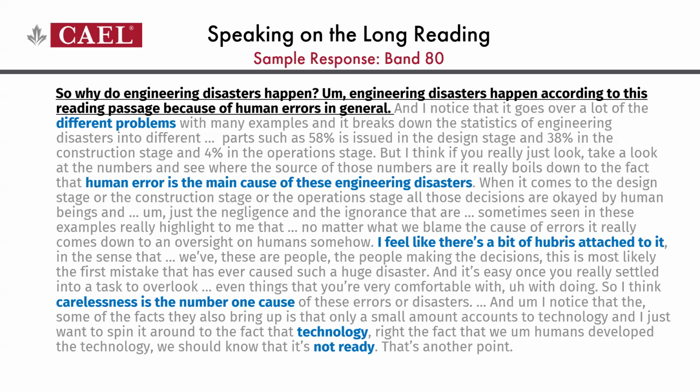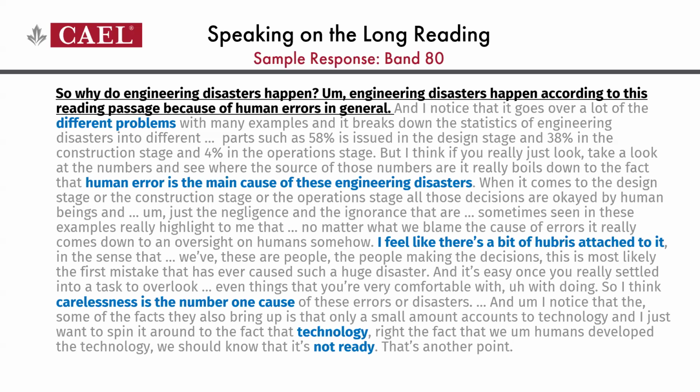And then here in blue, you can see that he does have quite a few main ideas with the supporting details between. So human error, he identifies as the main cause. He also discusses hubris and carelessness and also technology. So nice job there. Notice he's pulling out main ideas right from the passage.